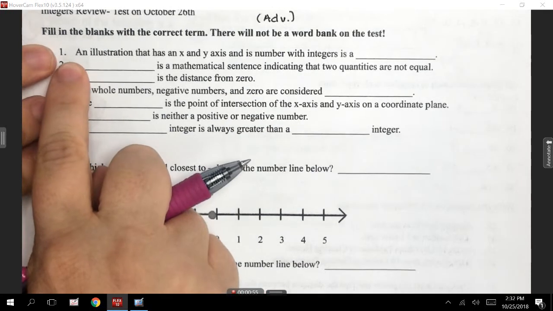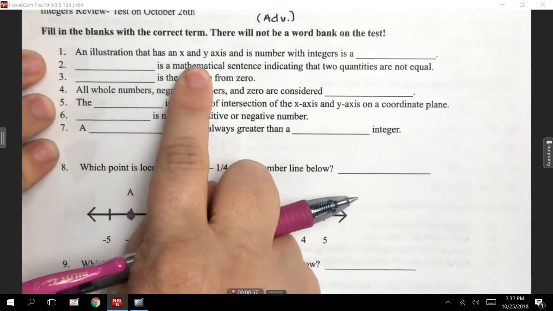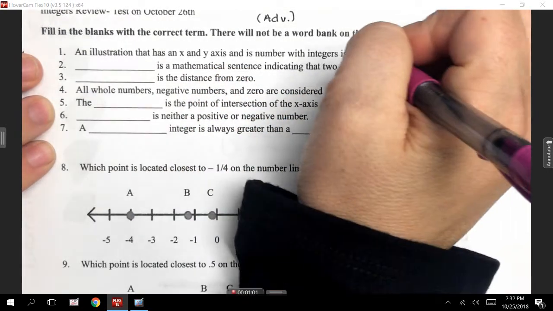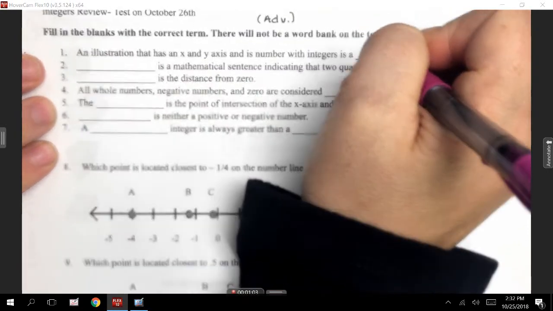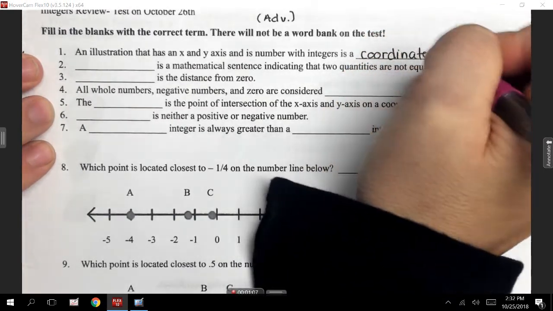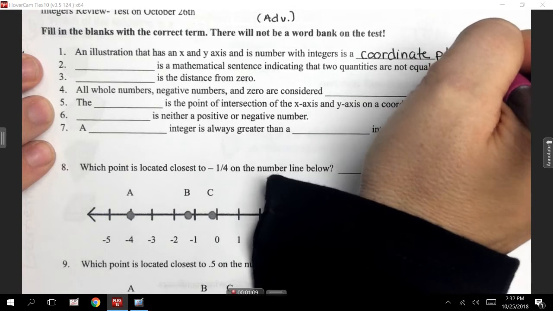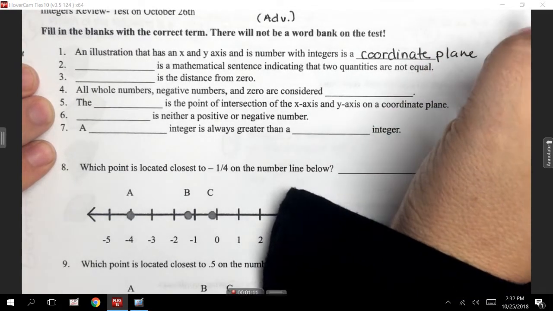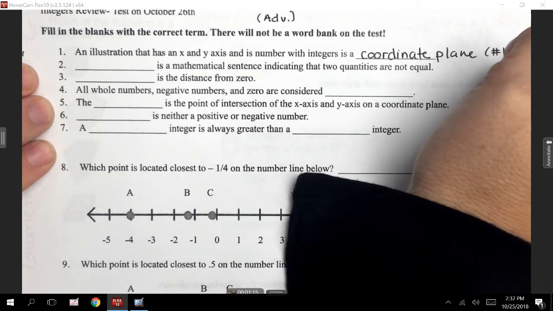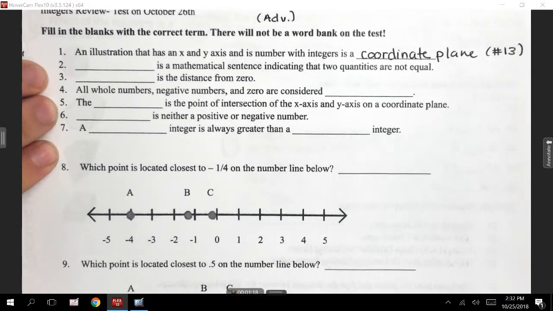All right, number 1 says it's an illustration that has an X and a Y axis and is numbered with integers. This is called a coordinate plane. If you needed to know where to find that in your notes, that would have been on number 13 in your notes, if you need to know more information about that.